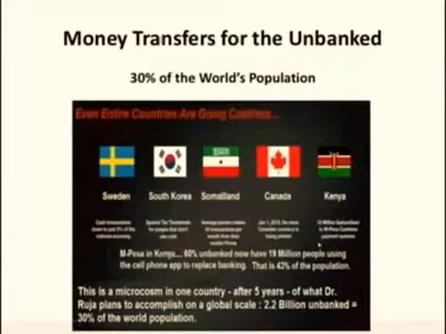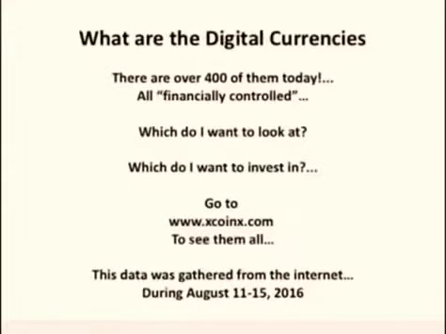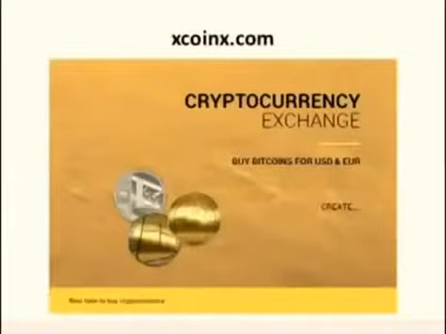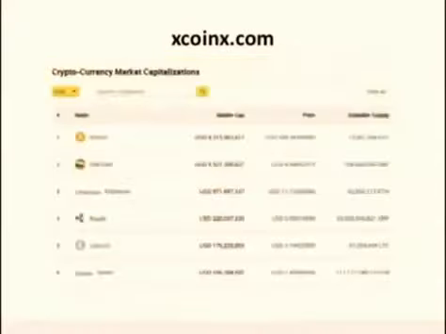The next slide. What are these digital currencies? Let's look at them one by one. There's over 400, and they're all financially controlled, otherwise they wouldn't be able to exist. So what do I want to look at? Well, we go to xcoinx.com to see them all, and we'll go to the next slide. This data was discovered in August, about 11 to 15, 2016. Here's xcoinx.com, and on the next slide, we see the top cryptocurrencies, and it's kind of hard to see. The names are on the left, and the available supply is on the far right.